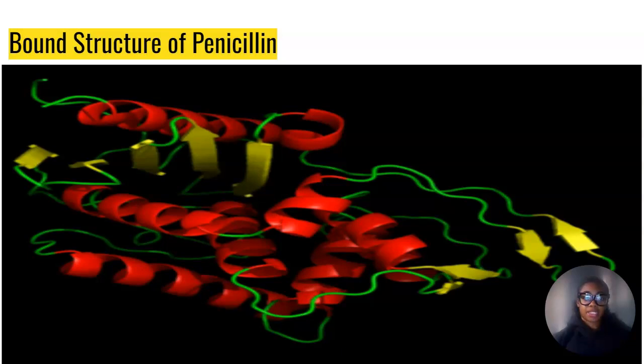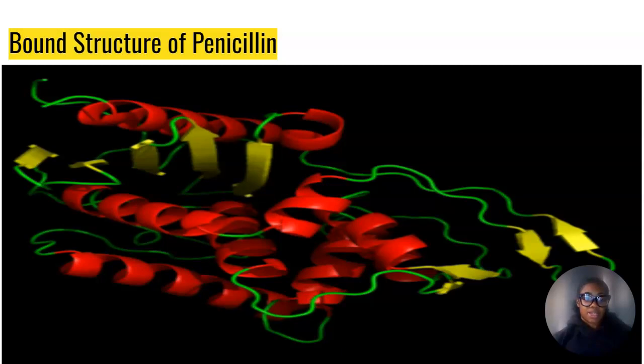Penicillin contains a beta-lactam ring that structurally resembles the D-alanyl-D-alanine portion of the peptidoglycan precursor. When penicillin binds to transpeptidase, it occupies the enzyme's active site, preventing it from interacting with the peptidoglycan precursor. As a result, transpeptidase is unable to catalyze the cross-linking reaction, leading to the formation of structurally weakened cell walls. This disruption ultimately causes bacterial cell lysis and death.